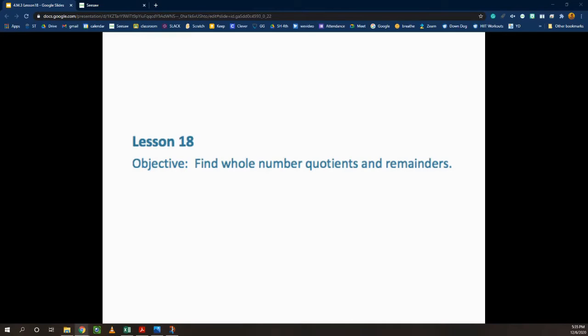Hi, fourth graders. Today we are doing Module 3, Lesson 18. And today we're going to find whole number quotients and remainders. And we're going to be doing a little bit of mental math today. So hopefully you have been studying those multiplication facts. All right, here we go.